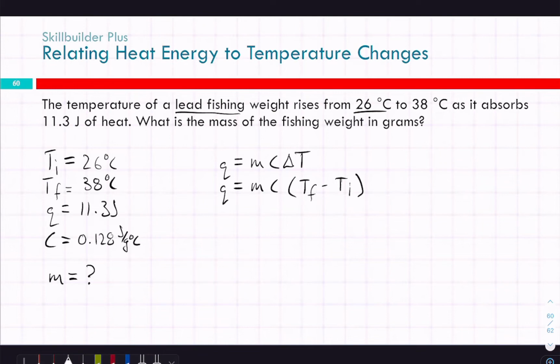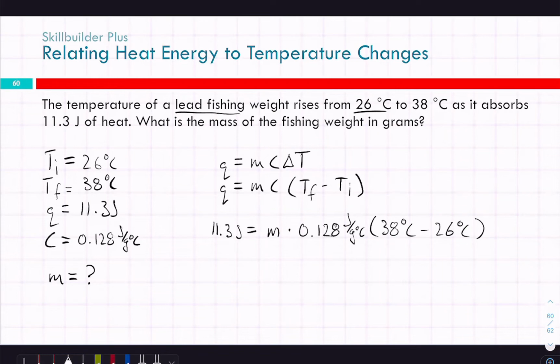So now we're just going to plug in all of the numbers that we do have. So it's going to be 11.3 joules equals mass, which we don't have, right? One variable we don't have, C, and that's going to be times 0.128 joules per gram degree C. And then 38 is our T final minus 26 degrees C as our T initial. And now we algebra.